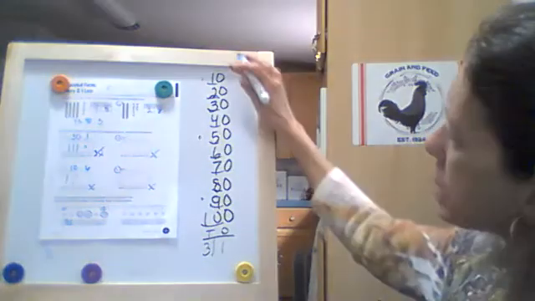And which one would come second? The one with 5 on the end. So that's going to be 95. And what one would come last? The one with 9 on the end. So 99.